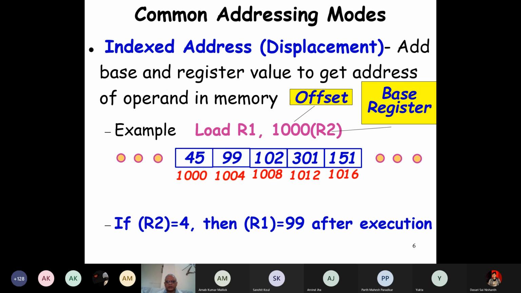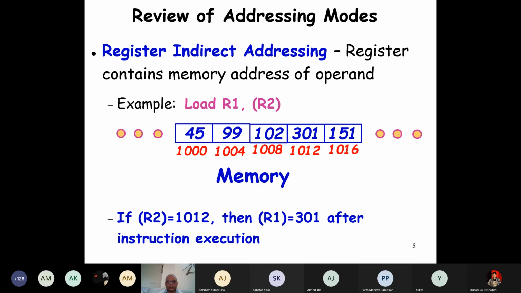In the load instruction, sir, can R2 contain the operand itself in the memory indirect addressing? Okay, let's look at memory indirect addressing. Okay, so see, one is memory direct, another is register indirect addressing. Which one are you saying? This one. Okay, so what is your question? Sir, the R2, can it contain the operand itself instead of the memory address of the operand?